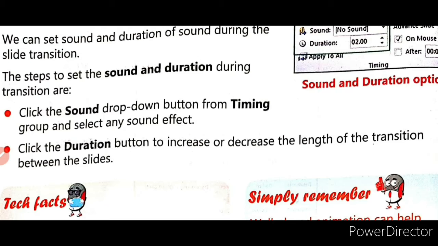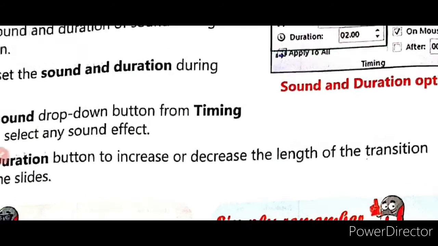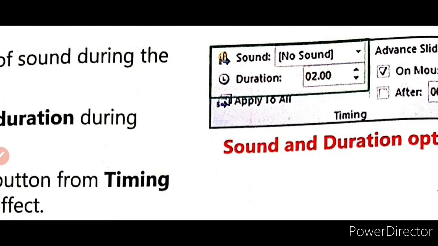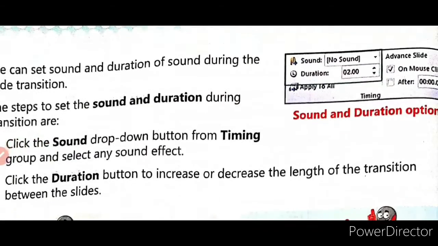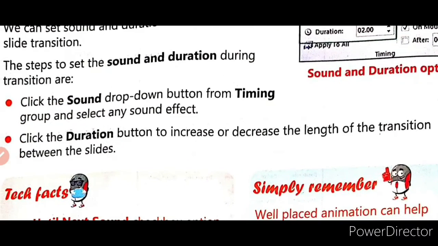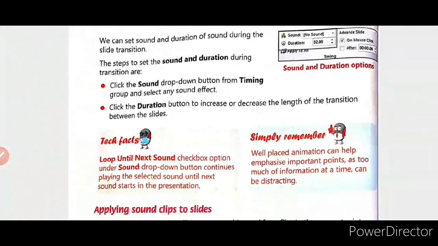See, in order to set the sound, which option do you need to click? The sound drop down button from the timing group. This diagram shows the timing group window. Here you need to click the sound option. In order to set the timing, you need to click the duration. You can increase or decrease the length of the transition. Okay, so clear about this.